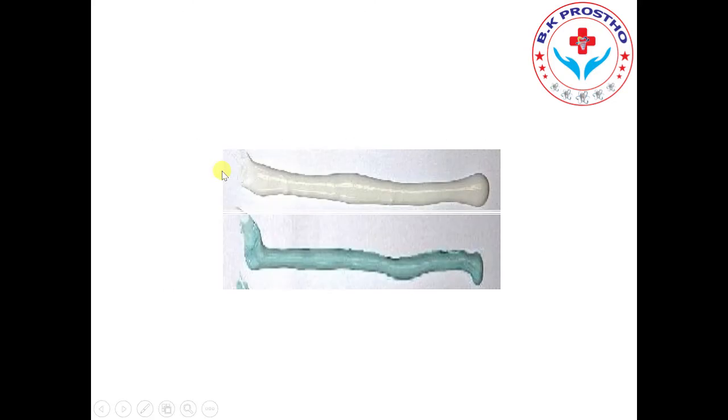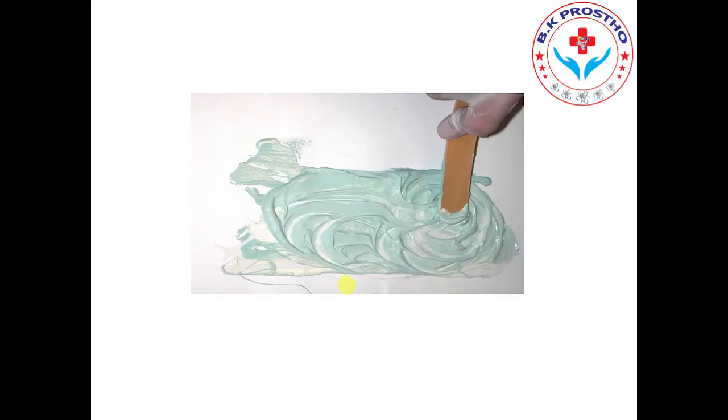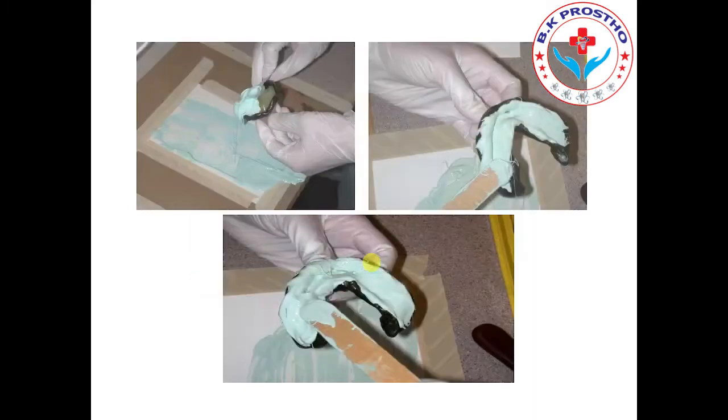Squeeze an equal amount of the white as well as the blue paste onto the mixing pad. Then start mixing with a spatula as per the manufacturer's instructions. You have to mix this material until you get a homogeneous color. Then start loading the tray with the help of the spatula and make sure it covers evenly all the surfaces, including the border.